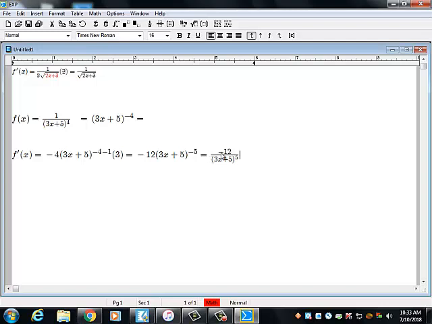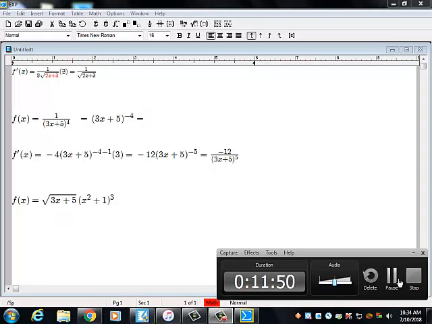All right. Any questions on that? All right. Let's try another one. Again, I'm going to pause this for sake of dealing with it. We're going to put these two ideas together. So we're going to go square root of 3x plus 5 times (x squared plus 1) cubed. And we'll pause it here and do this.